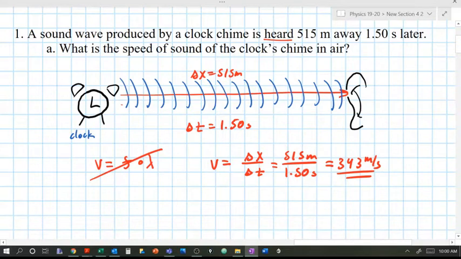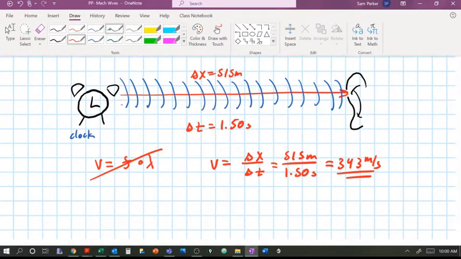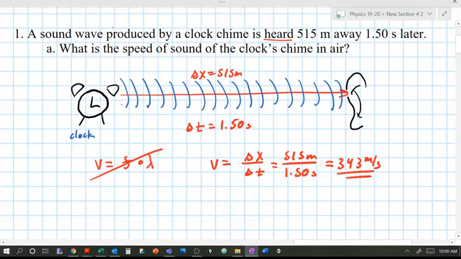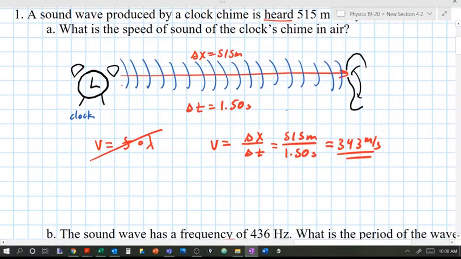Now, some of us are getting distance confused with wavelength. Distance is that red line, the distance that the wave moves through air. The wavelength is the distance between these two compressions. So the wavelength would be the distance here, or you can measure the wavelength here. That's the distance between each of those wave pulses. And we'll calculate that in a second. But it's different than distance, so don't get those two mixed up.